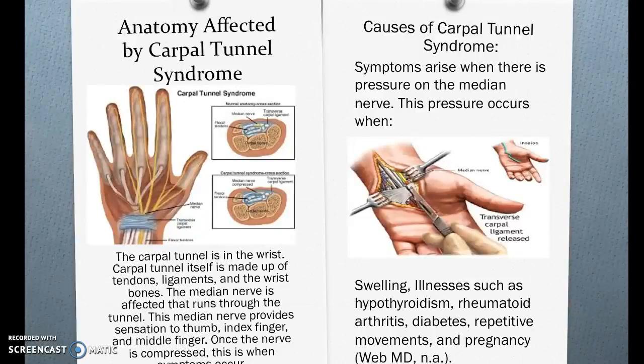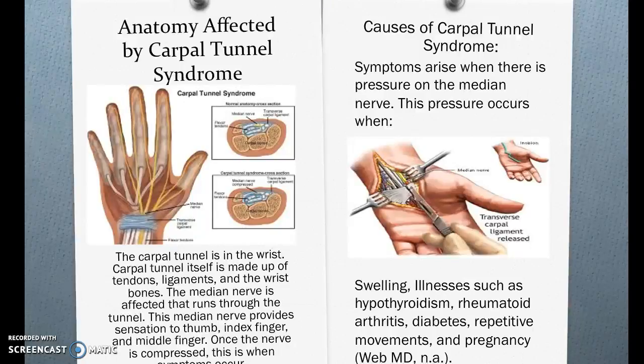Some causes of carpal tunnel syndrome. Symptoms arise when there's pressure on that median nerve. This pressure could occur when there's swelling, illnesses such as hypothyroidism, rheumatoid arthritis, diabetes, repetitive movements, and pregnancy.